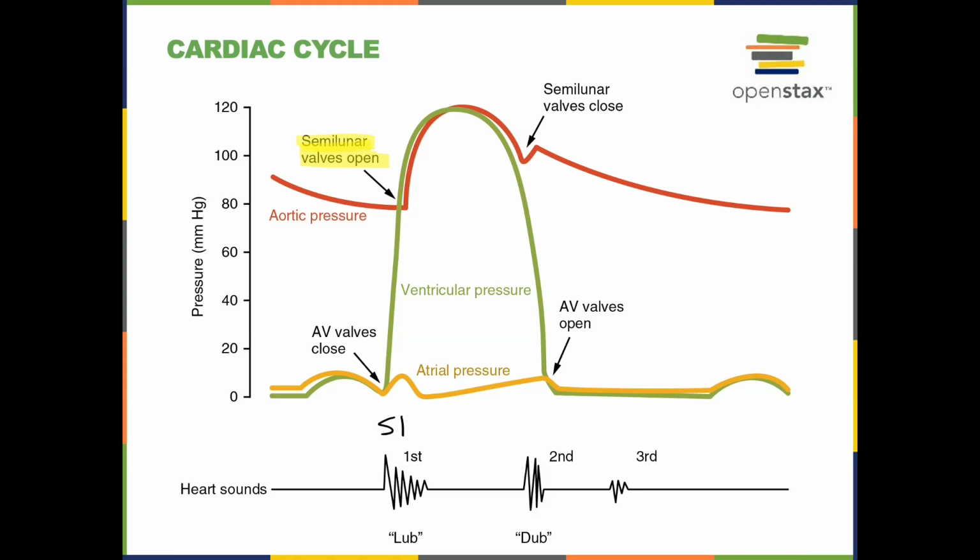Ventricular ejection proceeds until the semilunar valves close at the point when the pressure inside of the ventricle falls lower than the pressure inside of the arteries. The beginning of isovolumetric relaxation is marked by S2, the dup, or the second heart sound.